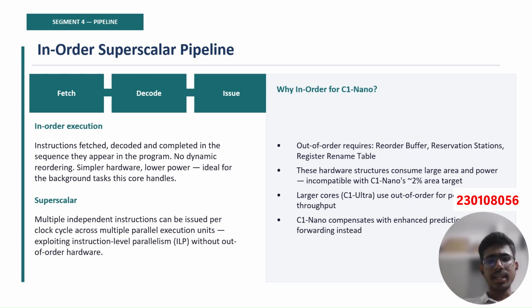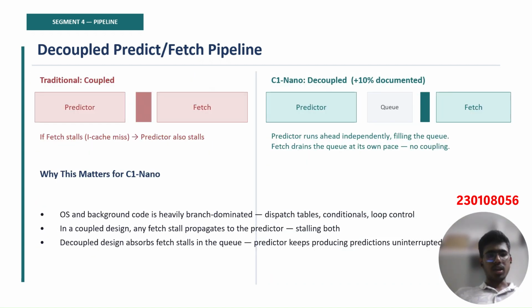And why exactly does C1 Nano use in-order execution? Out-of-order requires reorder buffers, reservation stations, and register rename, and these hardware structures consume large area and power, which is incompatible with C1 Nano's 2% area target. Larger cores such as C1 Ultra use out-of-order for peak throughput, but C1 Nano compensates with enhanced prediction and forwarding instead. The C1 Nano processor uses the decoupled predict or fetch pipeline.